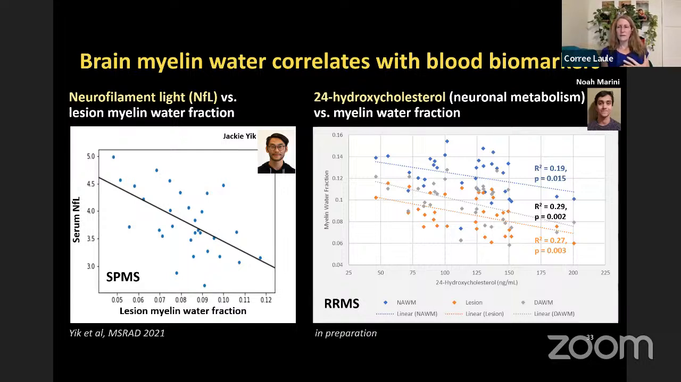Very recent work was done by another new student, Noah, who's actually a medical undergrad. So he's doing this in his spare time, which isn't a lot of spare time, but he's been doing some great work comparing 24-hydroxycholesterol, which is a marker of neurometabolism, in relation to myelin water fraction. What he's seeing is that higher levels of 24-hydroxycholesterol are related to lower levels of myelin water fraction in the relapsing remitting group, in normal appearing white matter, in lesions, and in diffusely abnormal white matter, which is this hazy stuff, which isn't quite a lesion, but it's not quite normal. So interesting work there, still very much in progress.